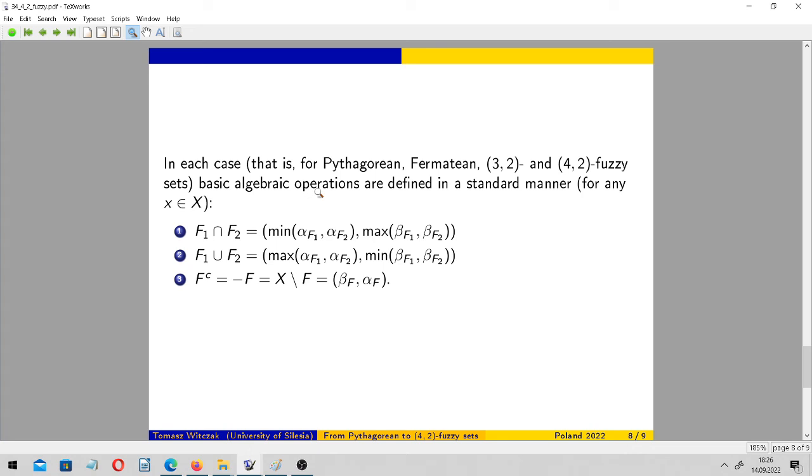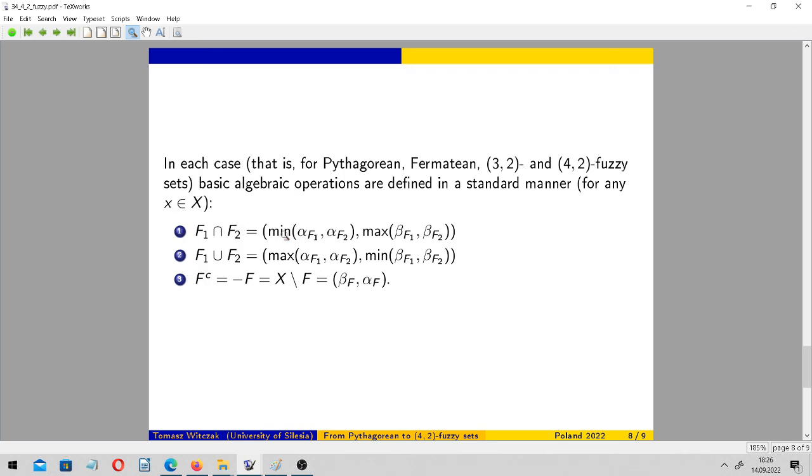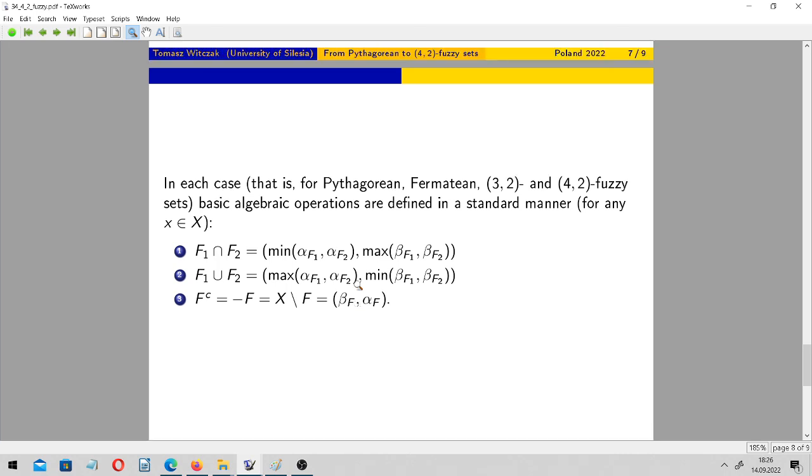just like for intuitionistic fuzzy sets. The intersection of two sets is, for any small x which belongs to our universe, defined as a minimum of memberships and maximum of non-memberships. As for the union, it is maximum of memberships and minimum of non-memberships. And as for the complement, as you can see, we just reverse the order of membership and non-membership.